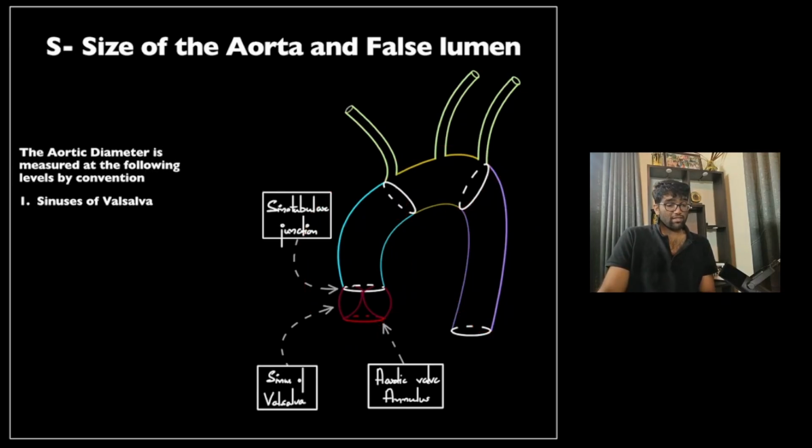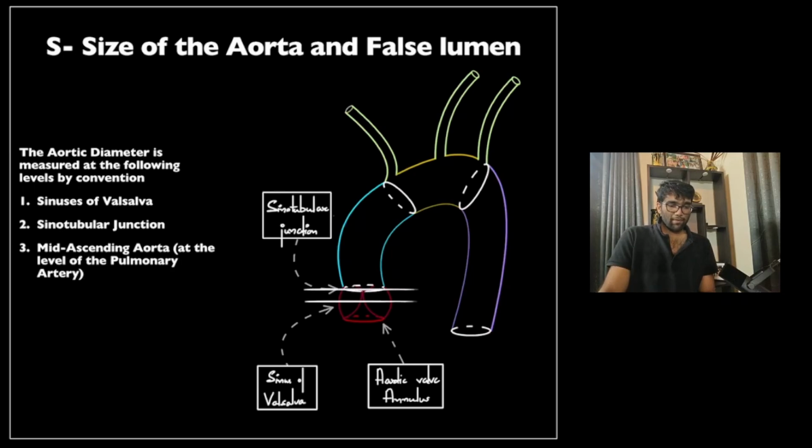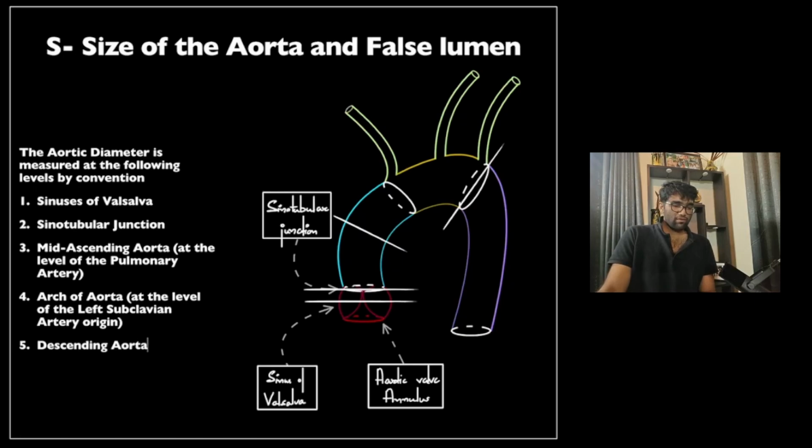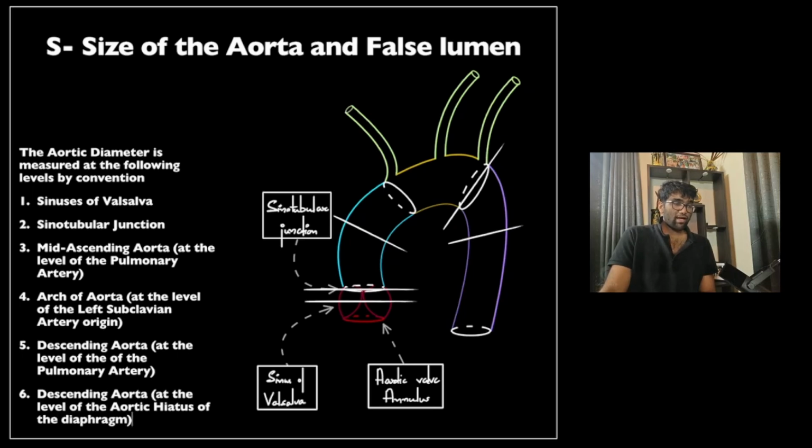The first is at the sinuses of Valsalva. Second is at the sinotubular junction, that is where the sinuses of Valsalva join with the ascending aorta. Third is at the mid-ascending aorta, at the level of the pulmonary arteries. Fourth is the arch of the aorta at the level of the left subclavian artery origin. Fifth, we have the descending aorta at the level of the pulmonary artery. Sixth, we have the descending aorta at the level of the aortic hiatus of the diaphragm. So these are the 6 locations at which we measure the thoracic aortic diameters.